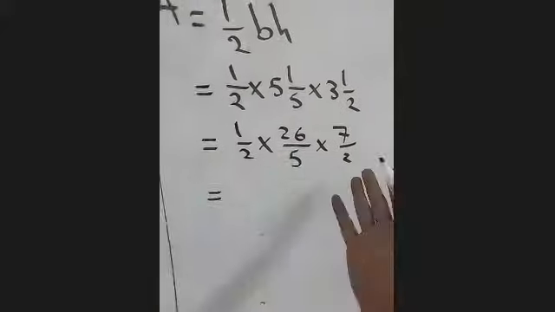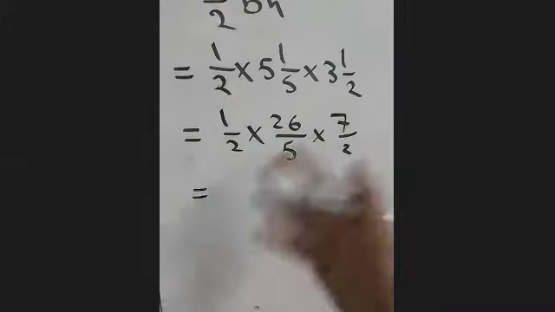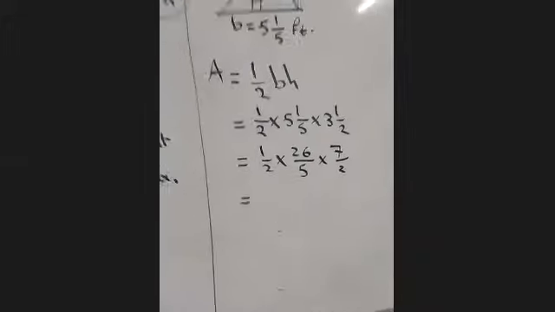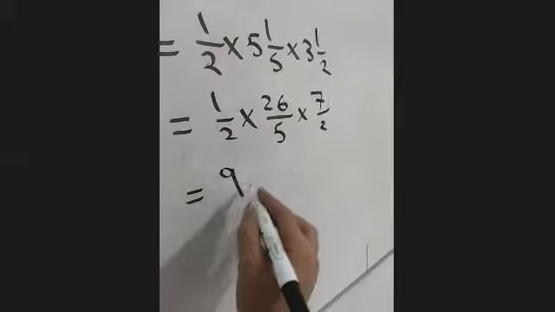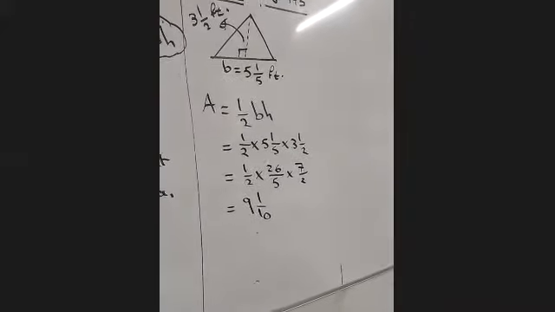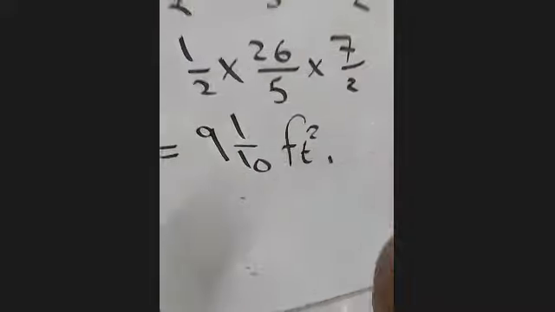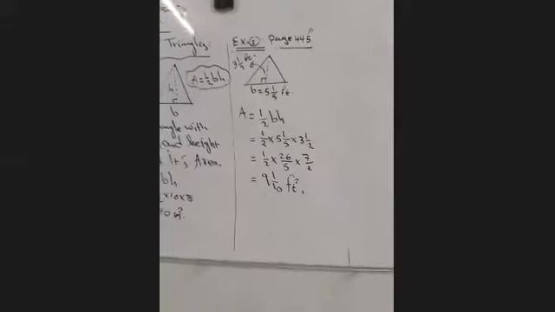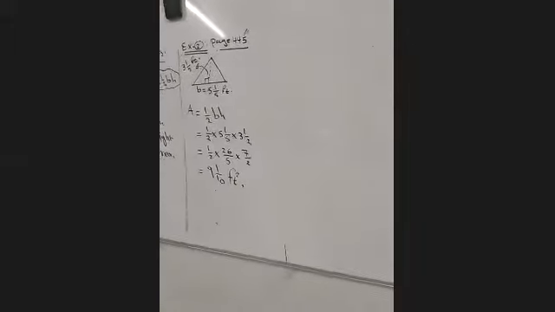Now the next step, guys, we have multiplication of fractions. We multiply up, multiply down, then divide, right, Amr? Yes. The answer will be 9 and 1 over 10. What's the unit? The unit feet? No, the unit is square feet. Yes, square feet. This is example 2, guys.